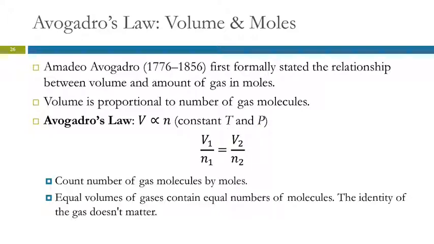And this is assuming constant temperature and pressure. So we typically express it this way: V1 over N1 equals V2 over N2. We count the number of gas molecules using the unit mole. And so equal volumes of equal gases have equal numbers of molecules, have equal moles of molecules. What the gas is doesn't matter. We'll talk more about that later.